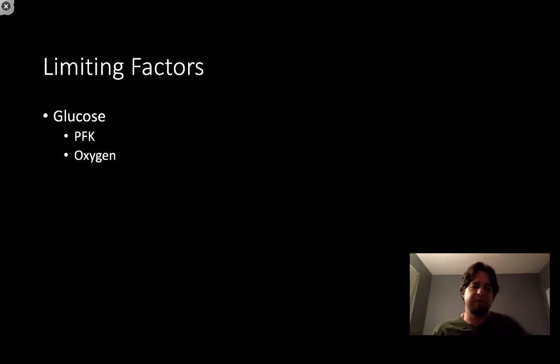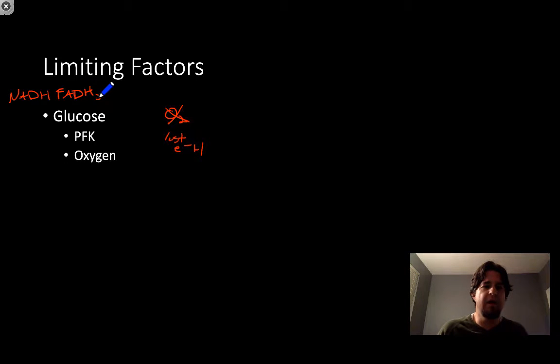With glucose, we have phosphofructokinase that we already alluded to as a limiting factor, and oxygen in and of itself. What do I mean by oxygen is a limiting factor? Remember that oxygen was the last thing to catch the electrons and hydrogen in the electron transport chain. So without oxygen there, all of the Uber drivers and Lyft drivers, the NADH and the FADH2, are stuck. It's kind of like a domino effect, right?